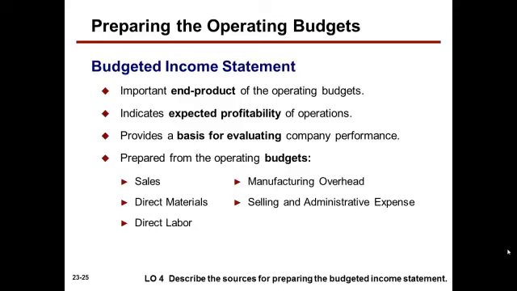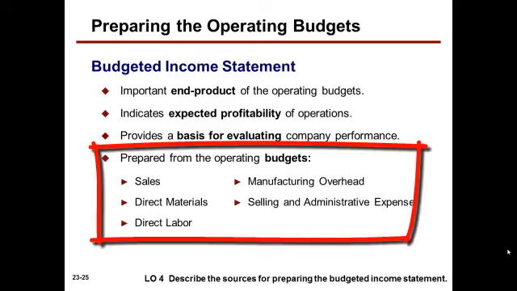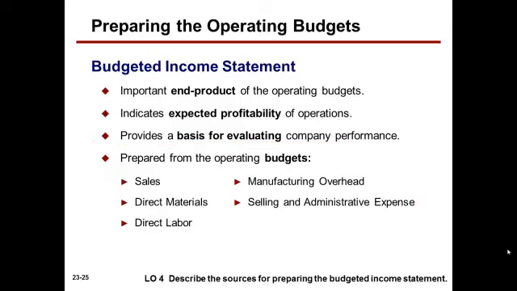That budgeted or forecast income statement is derived from all the previous operating budgets: sales, direct materials required, direct labor, manufacturing overhead, and selling administrative expense. In this chapter, I'm not concerned with calculating the manufacturing overhead or selling administrative expense budget. Just be aware they're part of the components, though, of the total budgeted income statement.